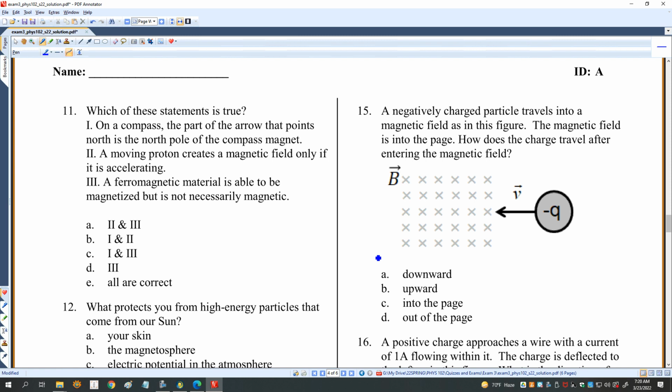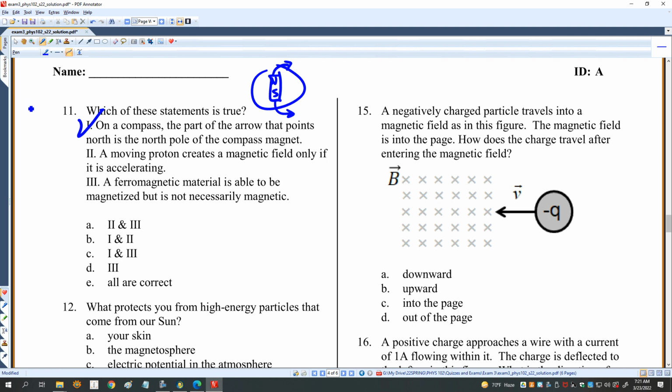Which of these statements is true? On a compass, the part of the arrow that points north is the north pole of the compass magnet. That's true. A compass consists of a magnet with a north and south. The north pole of the magnet points to the north pole of the Earth, which is the southern magnetic pole, and the south pole of the magnet points to the south pole of the Earth.